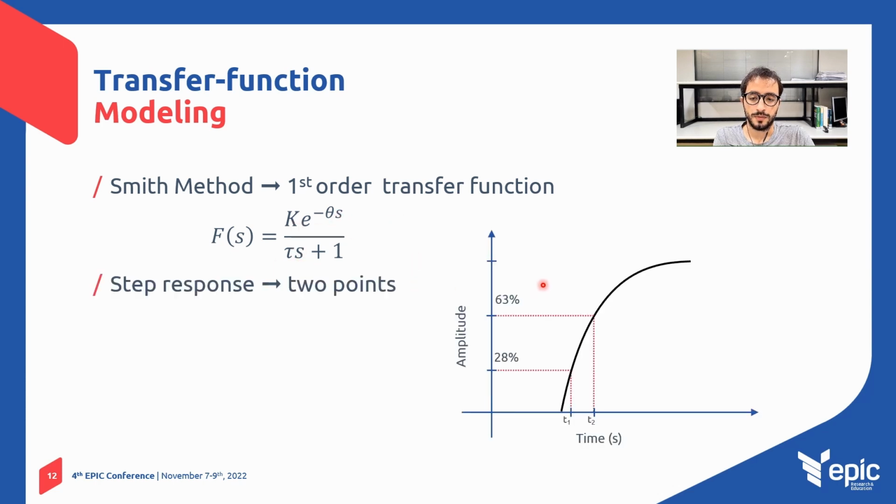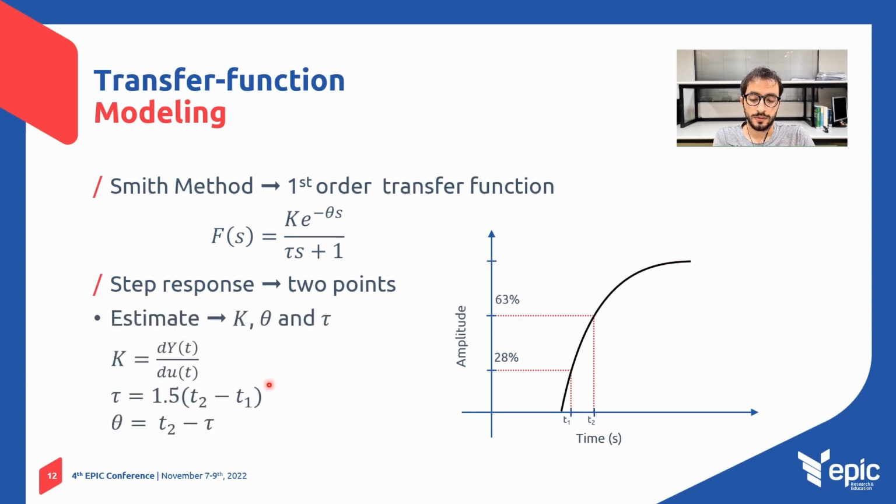To apply the Smith method, it's necessary to have a system in a steady-state condition and apply a step to the system. After the system stabilization, there are 2 points of interest: the time where the system reached 28% of the amplitude of the stabilization, and the time where the system reached 63% of the system stabilization. These 2 times are used to calculate the tau and theta, and then calculate the k through these equations here.